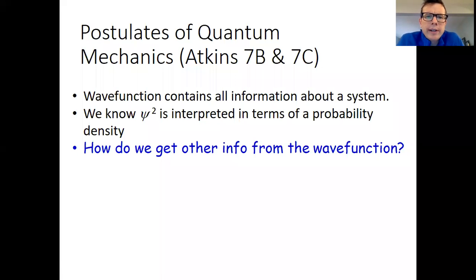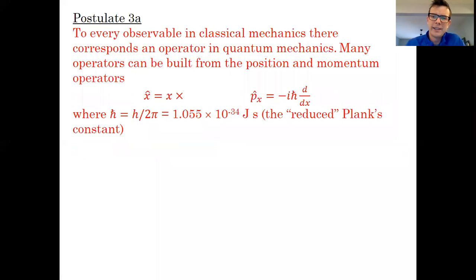Okay, we're continuing our discussion of the postulates of quantum mechanics. Postulate 1 introduced the wave function and told us that it contains all the information about a system. Postulate 2 told us that we interpret psi squared in terms of a probability density. And so at this point, a really good question is, how do you get other information from the wave function? And the answer is you go to postulate 3.